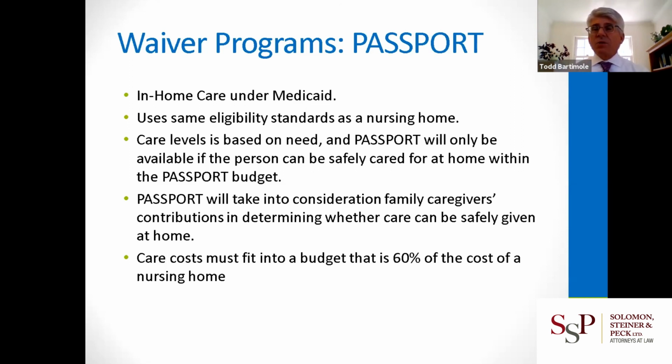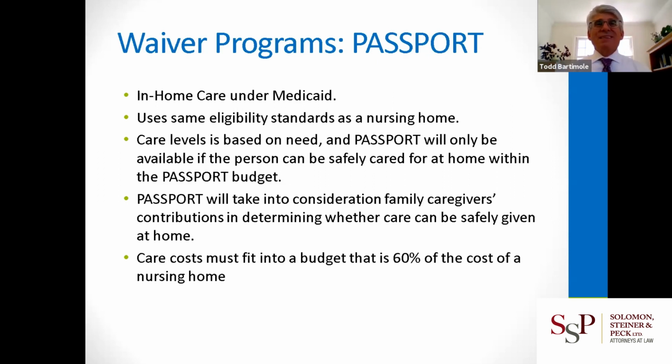Once they determine that, they also can take into account family caregivers. So if there are two 20-year-old people in the house and they are providing care to mom, Passport will take that into consideration in putting the budget together. So if a person needs 60 hours of care a week and the family is providing 15, Passport says, well, we can provide the 45.